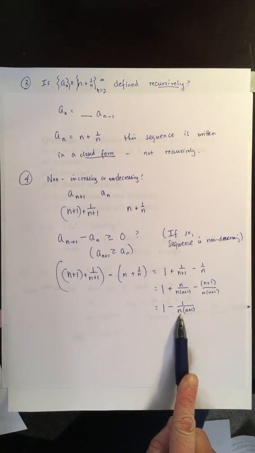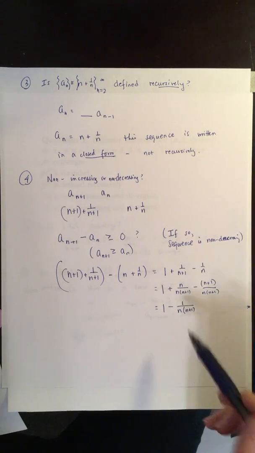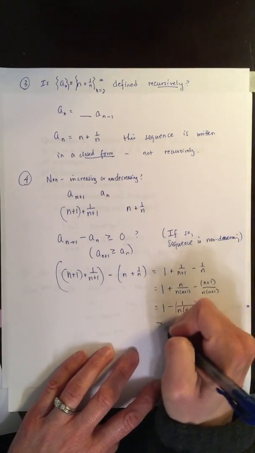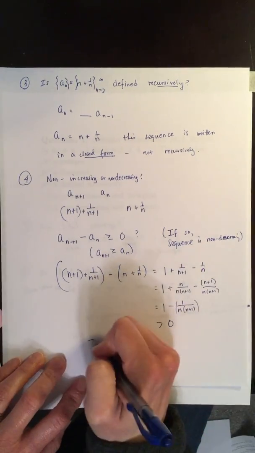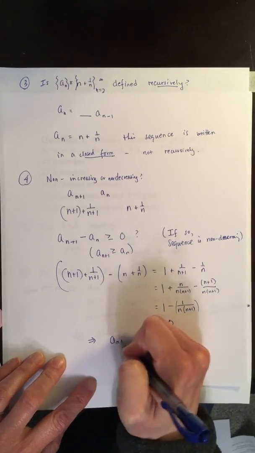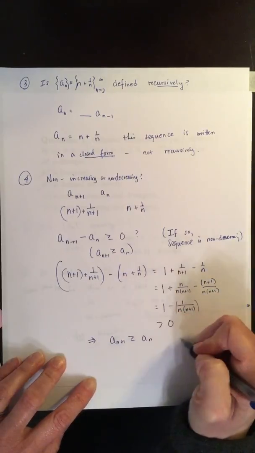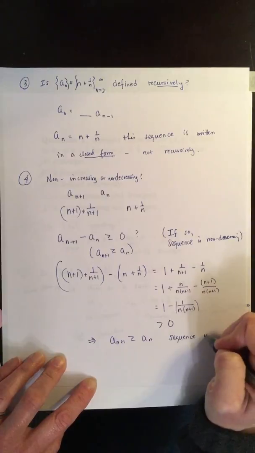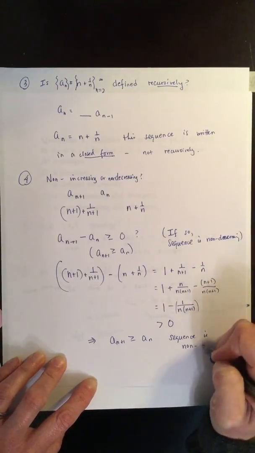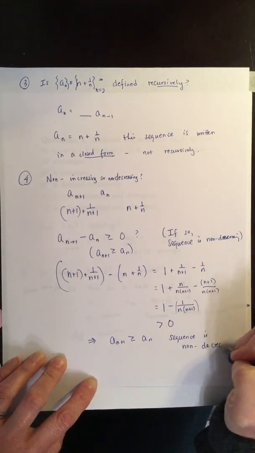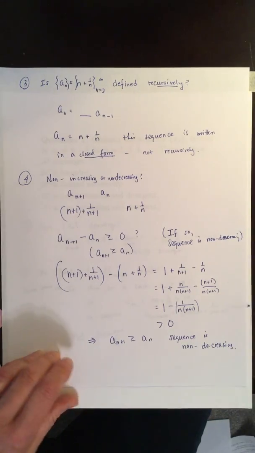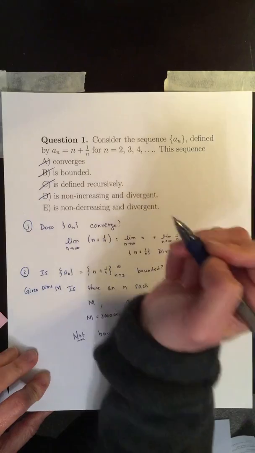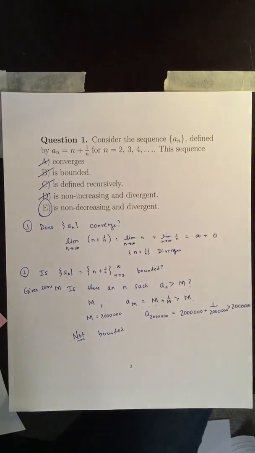Since n begins at 2 and continues through 3 and 4, this is some number that's less than 1. So this is obviously bigger than 0. So that implies a sub n plus 1 is bigger than or equal to a sub n. So we know that the sequence is non-decreasing. So in answer to our question, we have choice C.